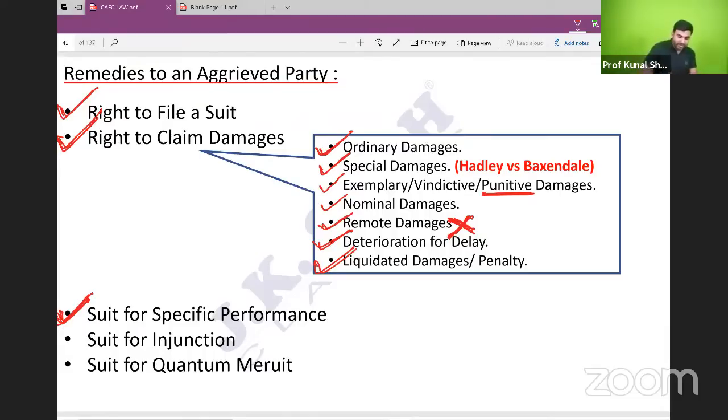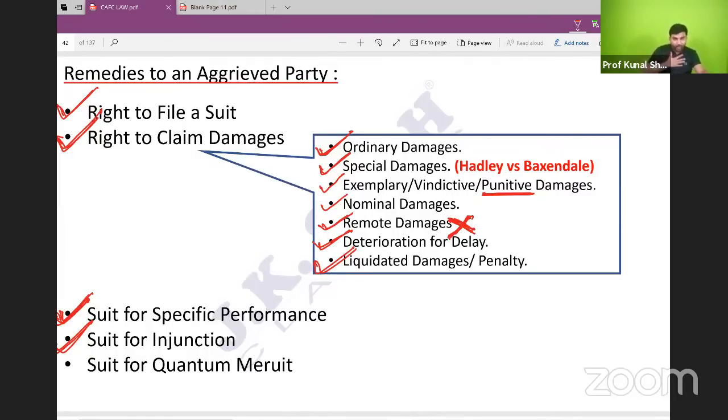One more right, suit for injunction, that is a stay order. In that case, the aggrieved party will go to the court and ask the court to please tell the defaulting party not to do an activity which the defaulting party had already said that he will not do. I made a promise to JK Shah sir that I'm going to conduct lectures only at his own classes and nowhere else, which means I'm not going to conduct lectures for other classes. After 5-6 days, I started conducting lectures at other classes also. So JK sir, being an aggrieved party, can go to the court and ask for injunction.